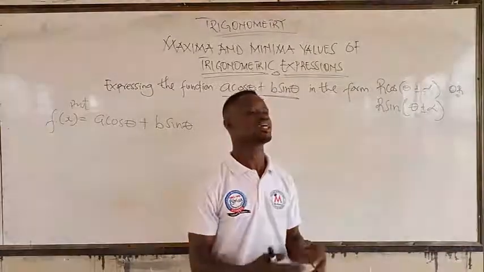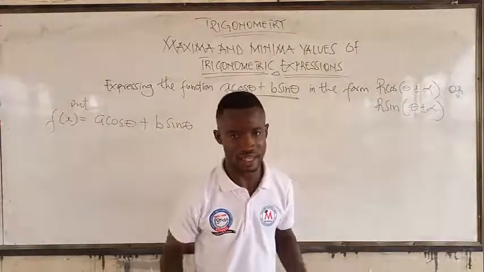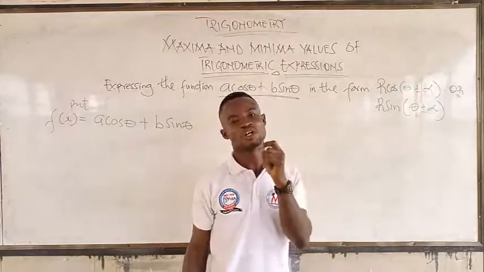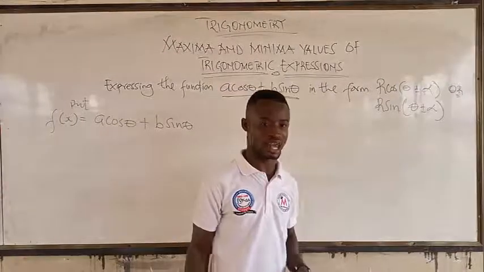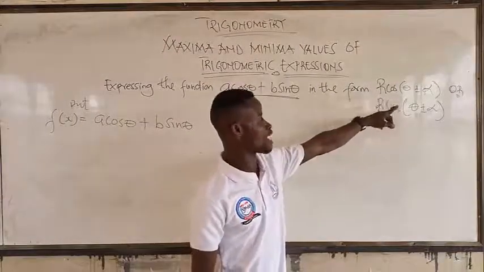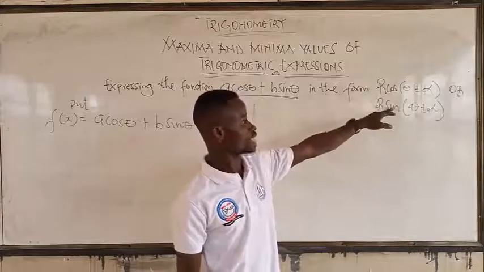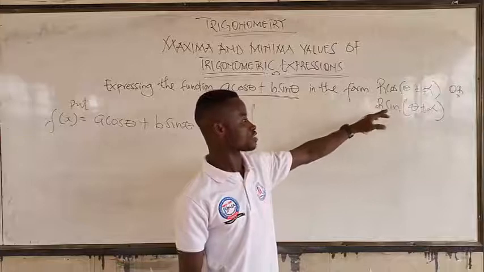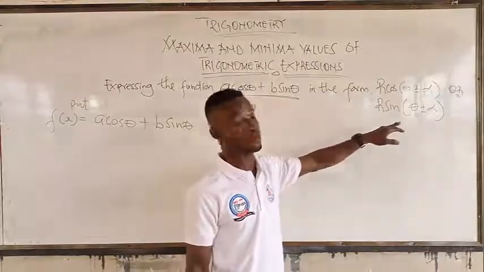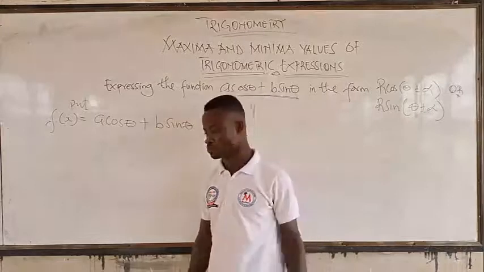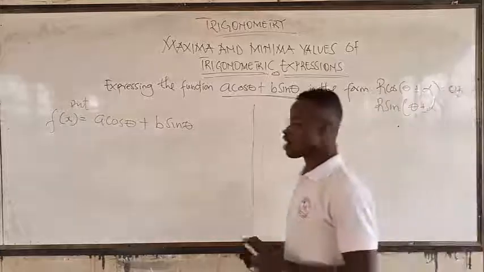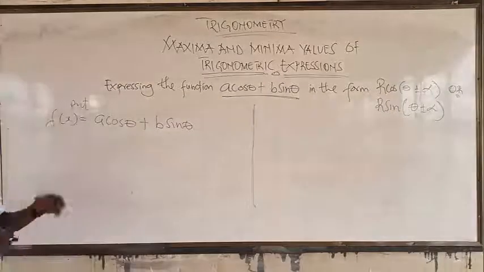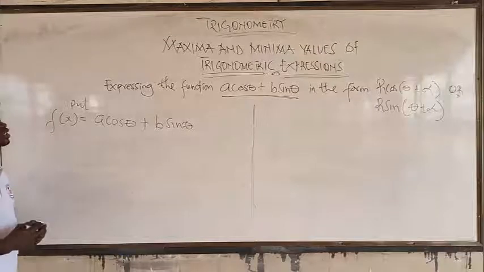No problem to that. But if there is no restriction on the question, please note that you can go for any of the expressions that you like. Whether you go for r cos theta plus alpha, or r cos theta minus alpha, or r sin theta plus or minus alpha. Very good. So that is that. Now, so first of all, you put f of x to be equal to a cos theta plus b sin theta.